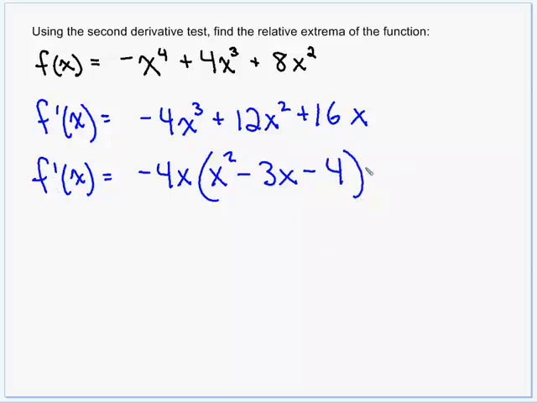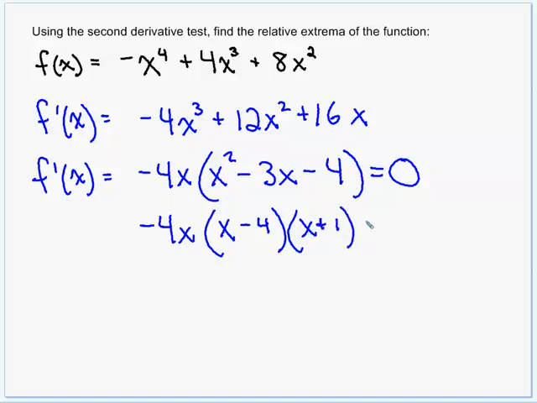And we set our first derivative equal to 0 and factor it fully to find our critical numbers. And what I have in the parentheses will break down farther into x minus 4 and x plus 1. So first derivative, I've set it equal to 0, and I will find critical numbers, 3 of them in this case. When the first term is set equal to 0, x is 0. When we set x minus 4 equal to 0, we get a critical number of positive 4. And when we set x plus 1 equal to 0, we get a negative 1 for a critical number.